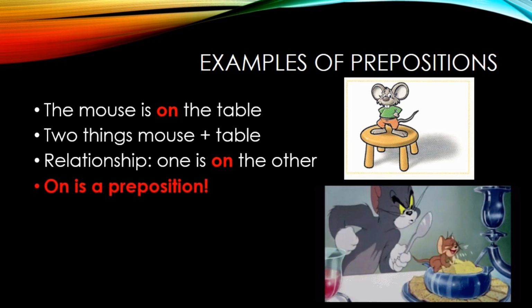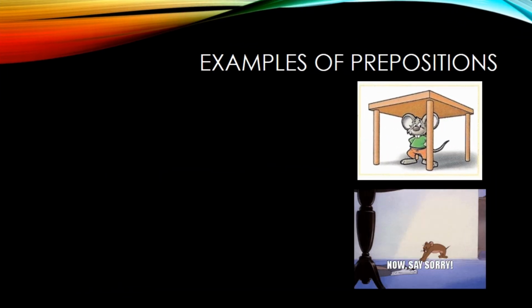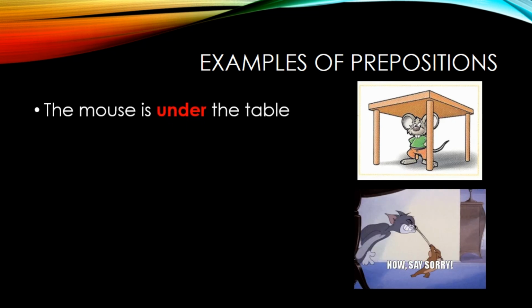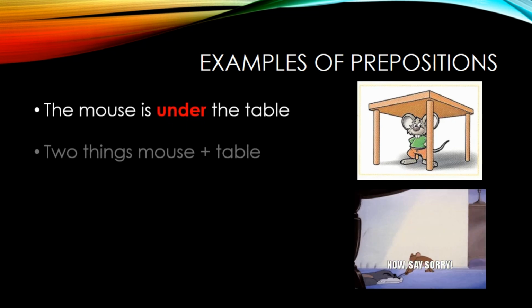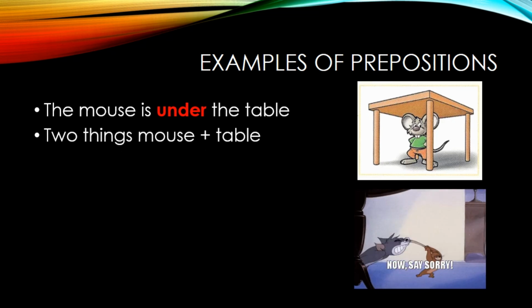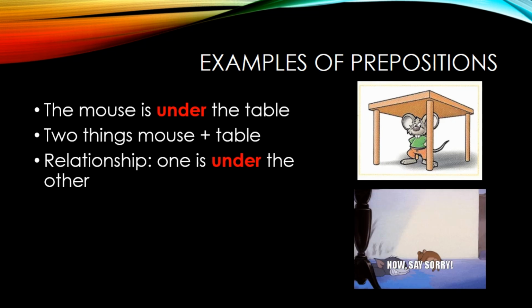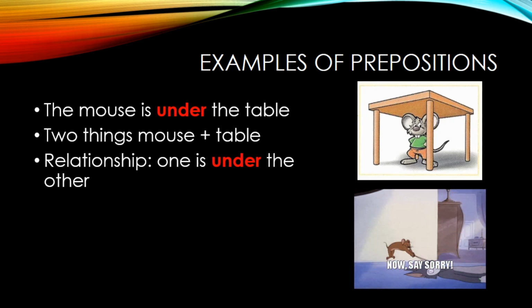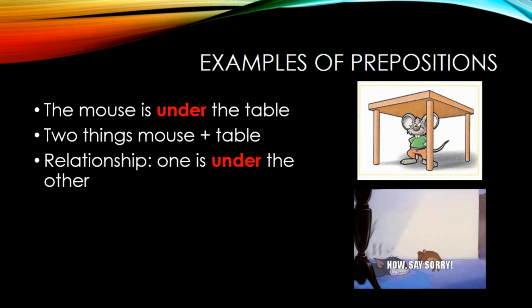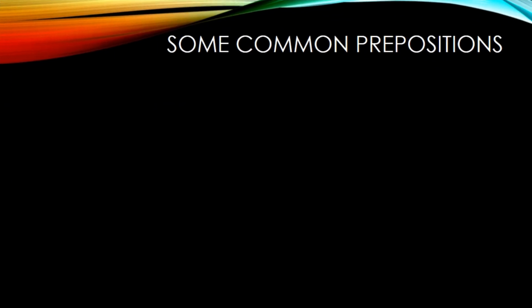The second example that I want to show you is: the mouse is under the table. So you have here two things. What is it? The mouse and the table. And what is their relationship? One is under the other. So here the relationship is under. Under is a preposition.